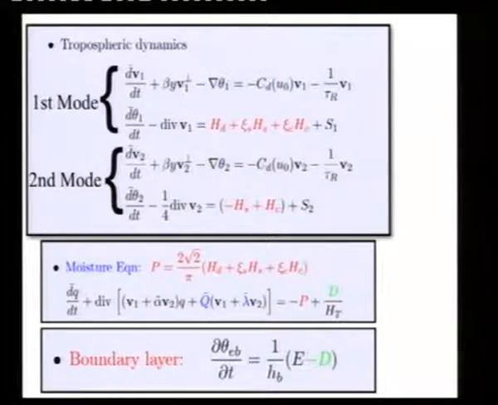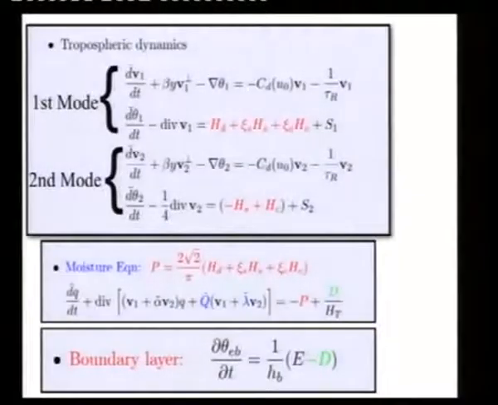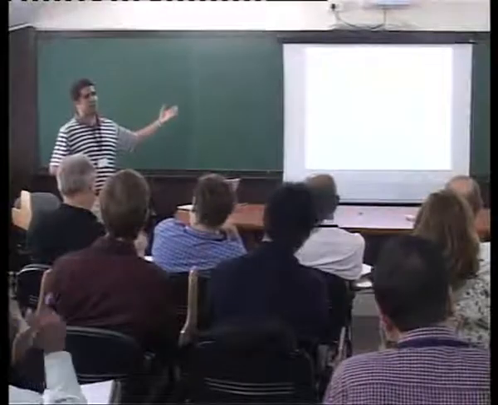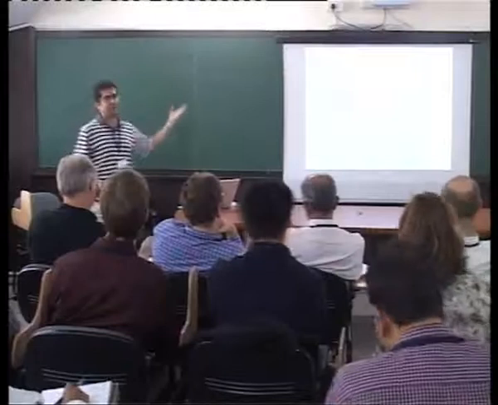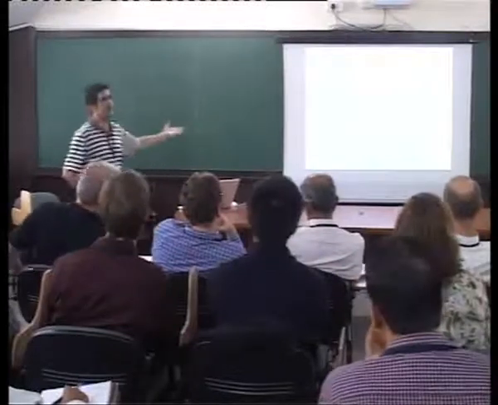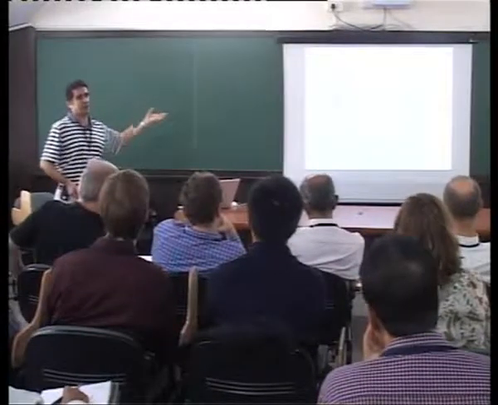And then you have a moisture equation. Our moisture equation is just one grid point. We just take the vertical average of the whole troposphere to make an equation for the moisture, and then we have a boundary layer theta E. That's enough for anything that's above the ocean, just a theta E equation. But if you want to make this model over land, where you have sensible fluxes that are important too, we have a version of this model that also includes dynamics in the boundary layer.